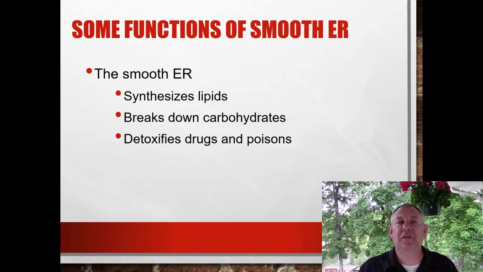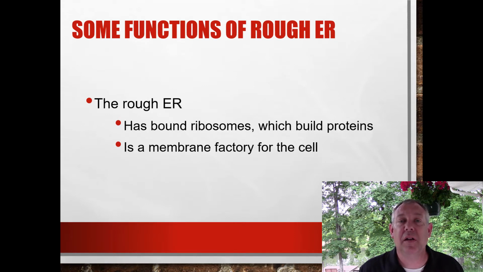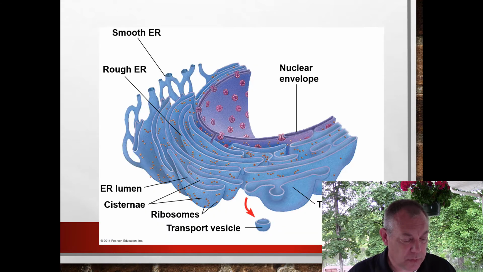And this is not cell bio, so we're not going to get into tremendous detail, but the smooth ER in general synthesizes lipids. It's where carbohydrates are broken down. It's where drugs are detoxified, things like that. The rough ER, of course, since it has ribosomes, that's where proteins are being synthesized. It's also where the membranes are assembled for the cell. And so that's what we're kind of just showing, their relationship here.